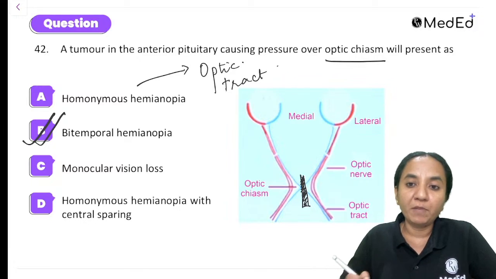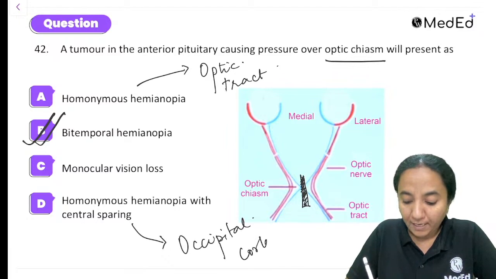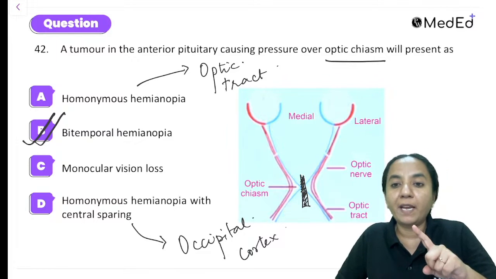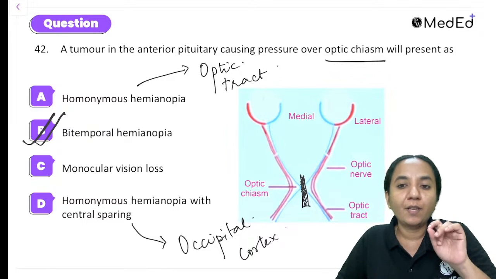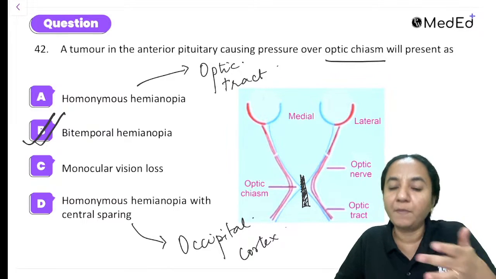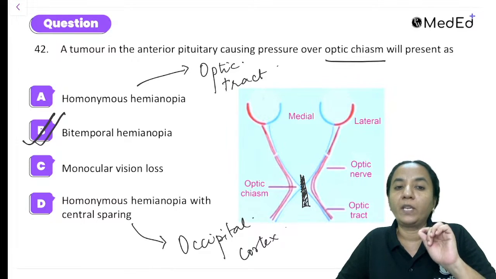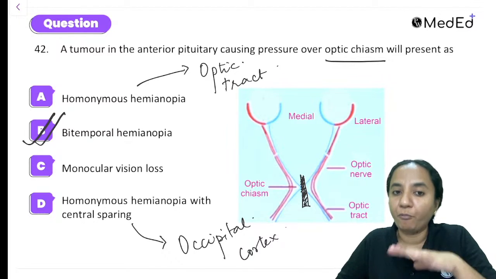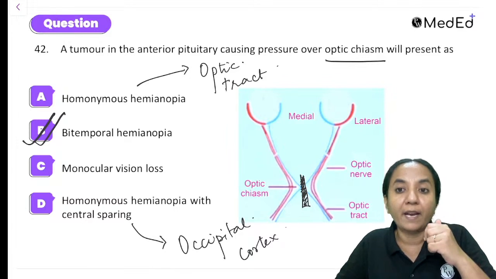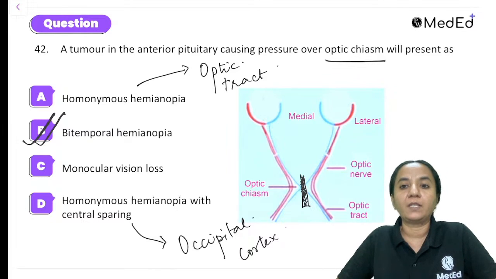And where do you see homonymous hemianopia with central sparing? This is seen if there is a lesion in the occipital cortex. All these three can be asked in the exam. So please memorize: lesion in the optic chiasma, bitemporal hemianopia. Lesion in the optic tract, homonymous hemianopia. And lesion in the occipital cortex, homonymous hemianopia with central or macular sparing. So lesion in chiasma, bitemporal hemianopia. Lesion in optic tract, homonymous hemianopia. Lesion in occipital cortex, homonymous hemianopia with central sparing.